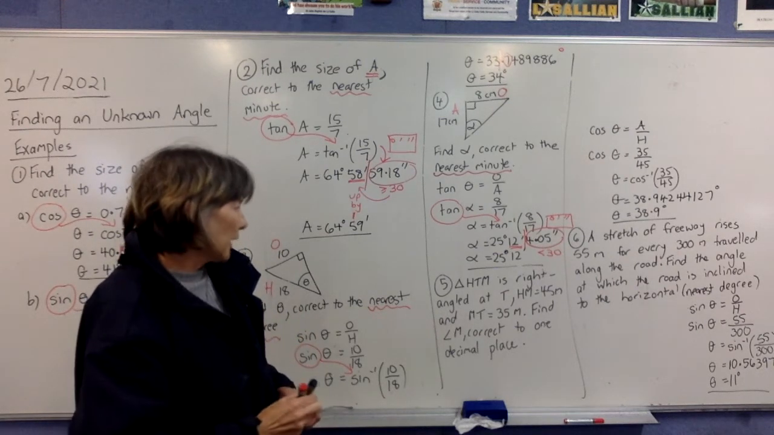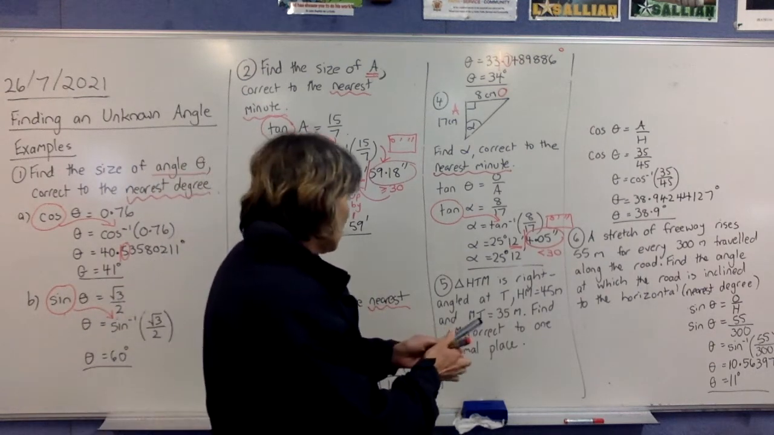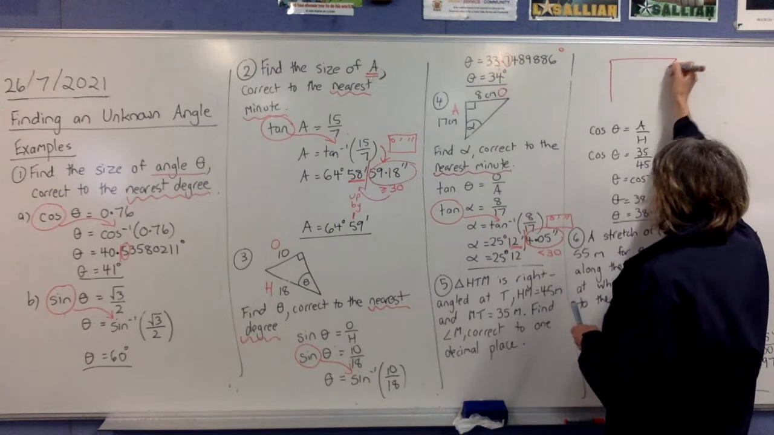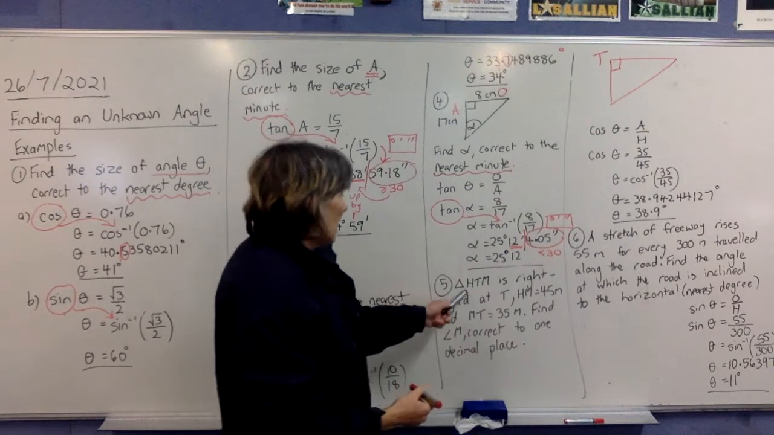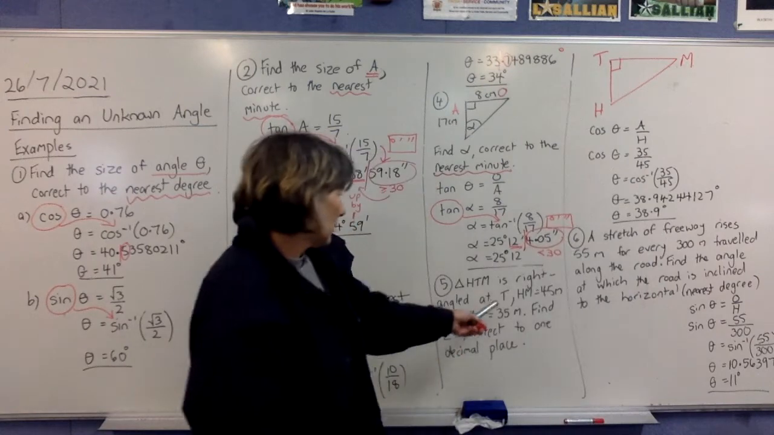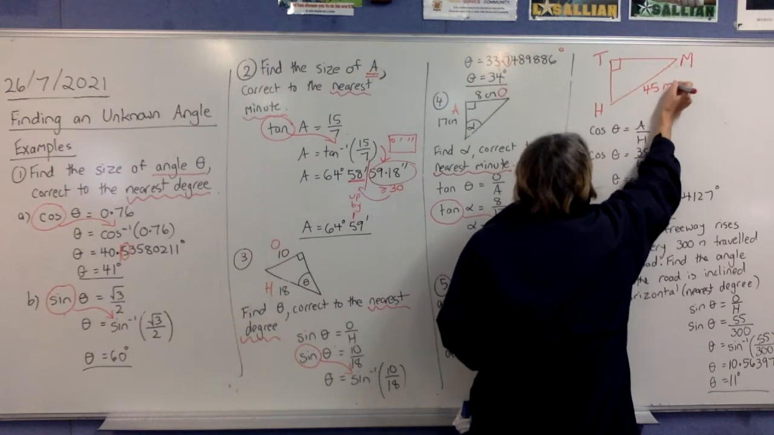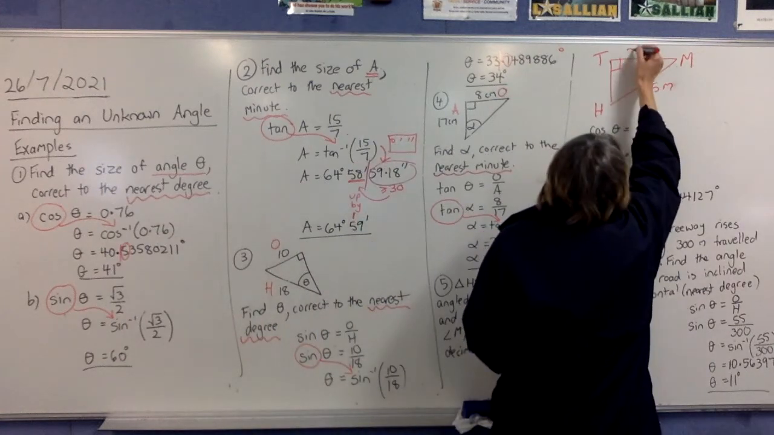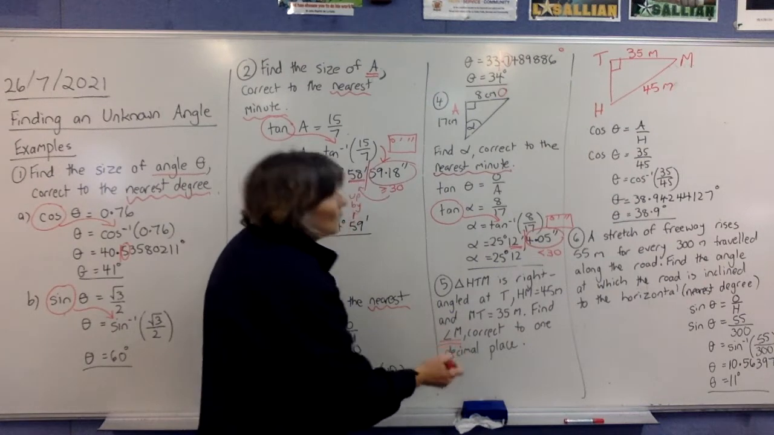All right, now in number 5, we're going to draw a diagram for this question. So we have triangle HTM, and they've said it's right angled at T. So we're going to do the right angle at T, and it's got an H and an M in it. It doesn't matter which way they go round. Now we're going to mark everything else. HM equals 45 metres. H to M, 45 metres. MT equals 35 metres. M to T equals 35 metres.